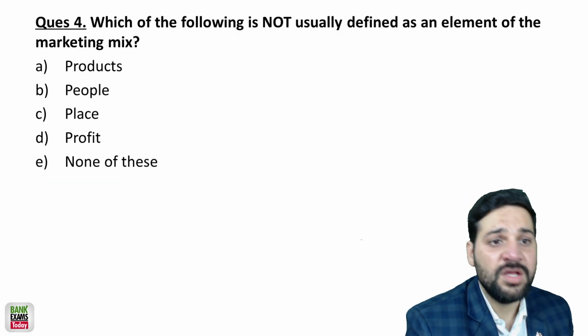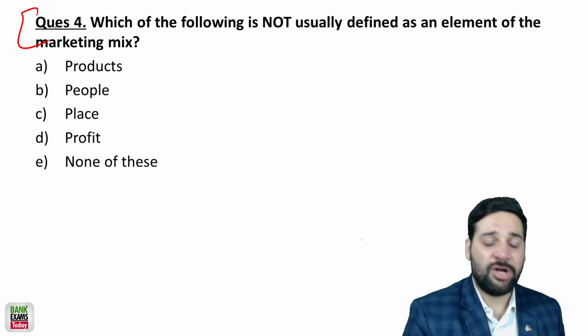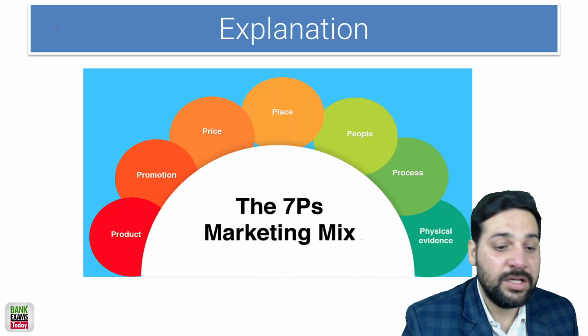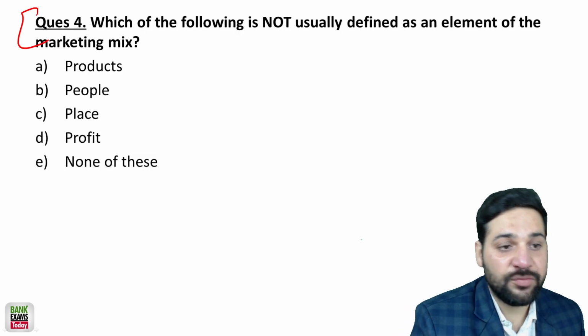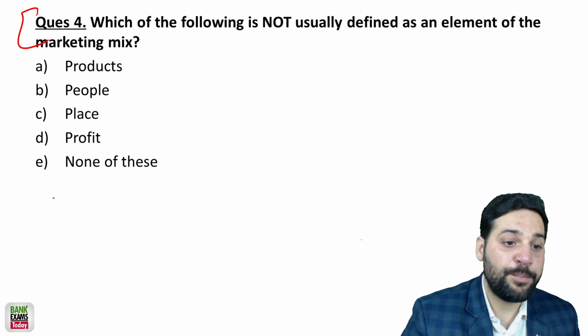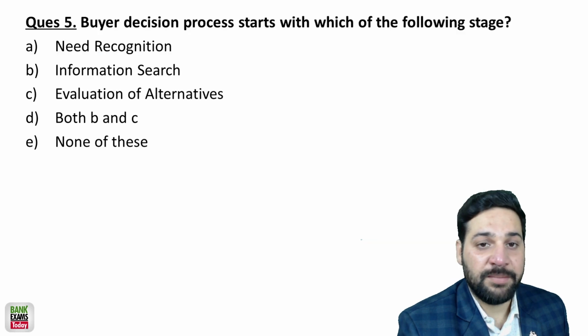Okay. Which of the following is not usually defined as an element of the marketing mix? Not really difficult, but still very important. Product, promotion, price, place, people, process, and physical evidence. So which one is the correct answer? Profit is the correct answer. Profit is not a part of the marketing mix.